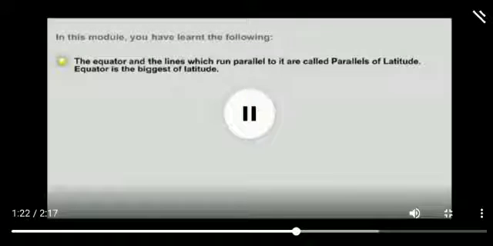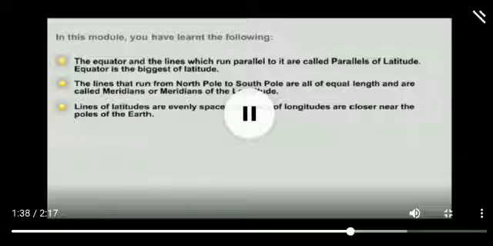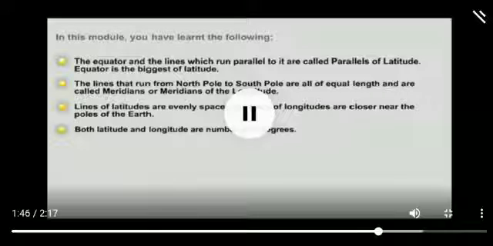In this module, you've learned the following. The equator and the lines which run parallel to it are called parallels of latitude. Equator is the biggest of latitudes. The lines that run from North Pole to South Pole are all of equal length and are called meridians or meridians of longitude. Lines of latitude are evenly spaced, but lines of longitude are closer near the poles of the Earth. Both latitude and longitude are numbered in degrees.